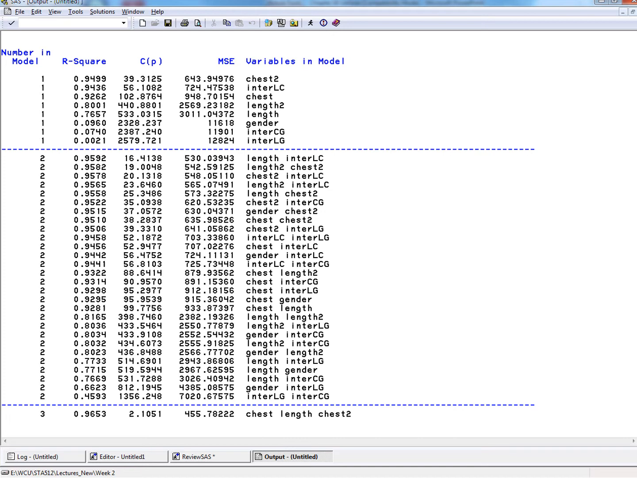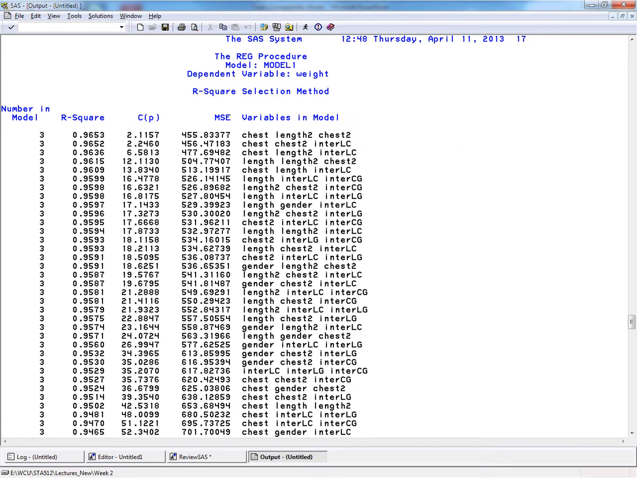Actually, not that hard, right? So it's basically saying out of all the 2 to the power 7 minus 1 models that we need to consider, the best one is going to be the one that includes chest, length, and chest squared. There are some more of the 3 variable ones, but if you look, they all have smaller R squareds and larger CPs.